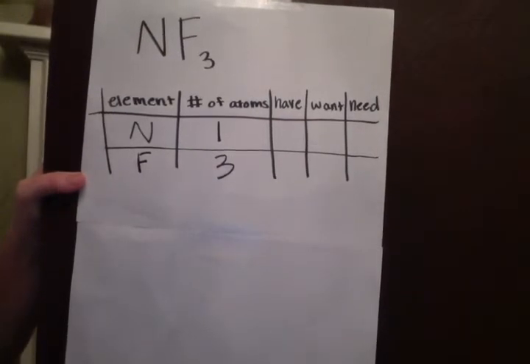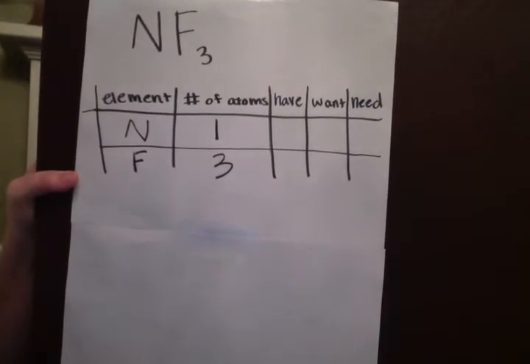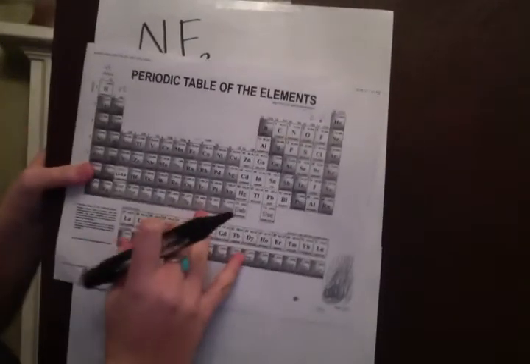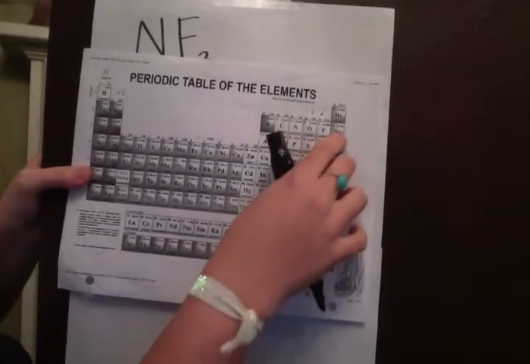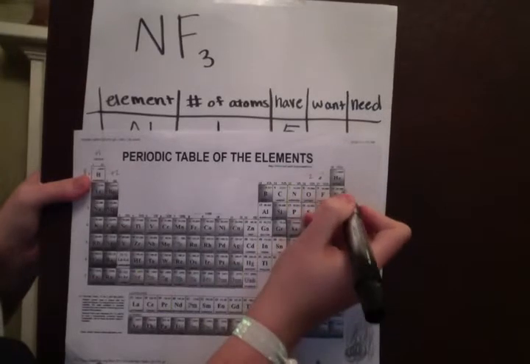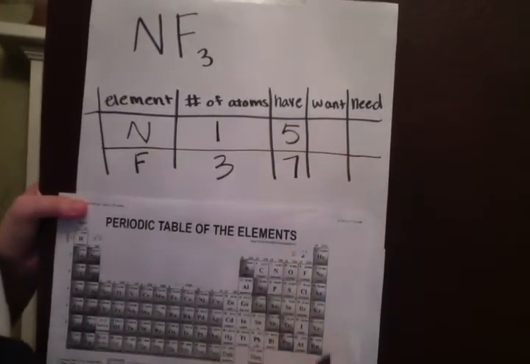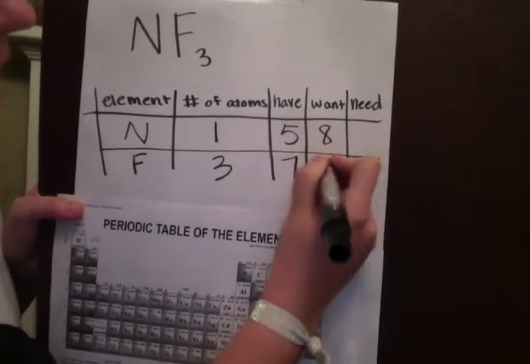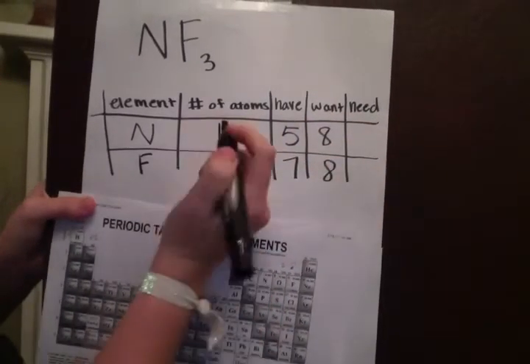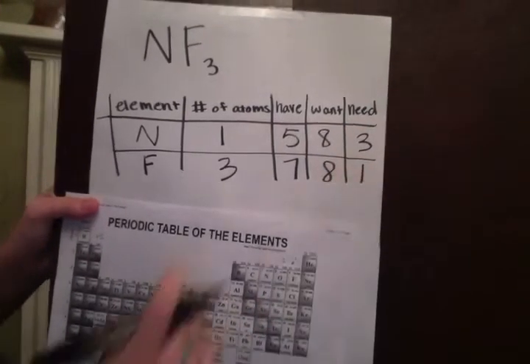And so for the number of electrons that nitrogen has, if you look at the periodic table, it is in the 5th row. If you go 8, 7, 6, 5, so nitrogen has 5 electrons, and fluorine, 8, 7, has 7 electrons, and they both want 8. So nitrogen needs 3 while fluorine needs 1.